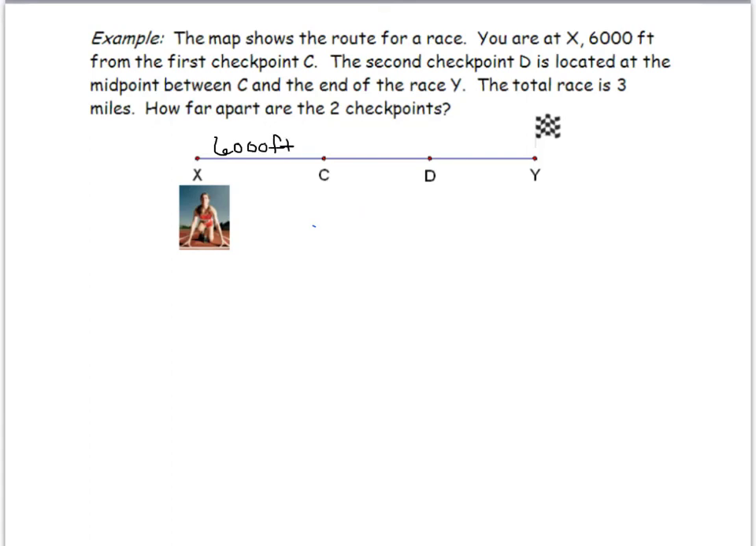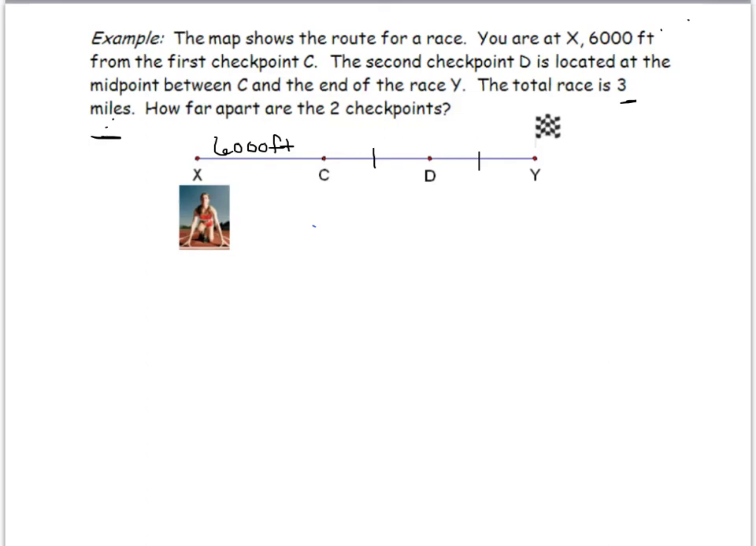They also tell you that D is located in between C and Y. It's the midpoint, so that makes this congruent to this. So CD is congruent to DY. Then it tells you that the total race is 3 miles long. That should have sent up some red flags. We have 2 different labels here. We've got feet and miles, so we had to do some converting.